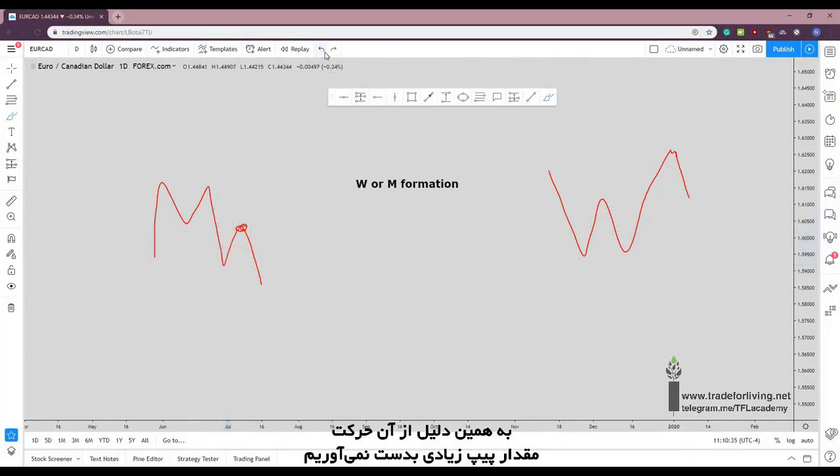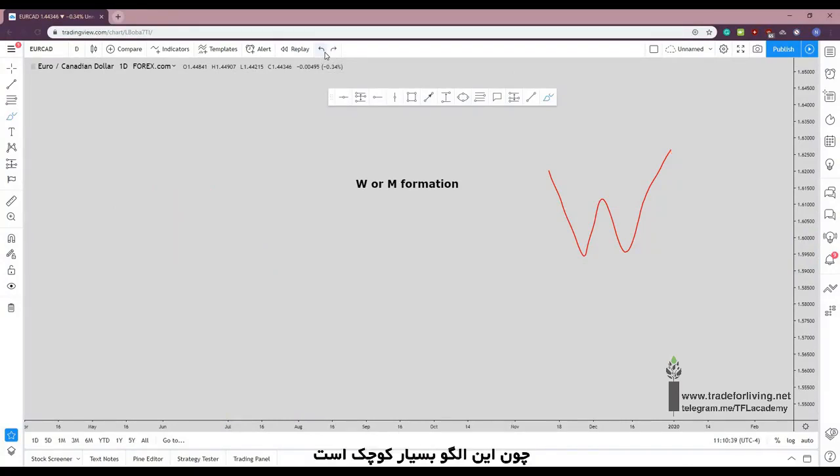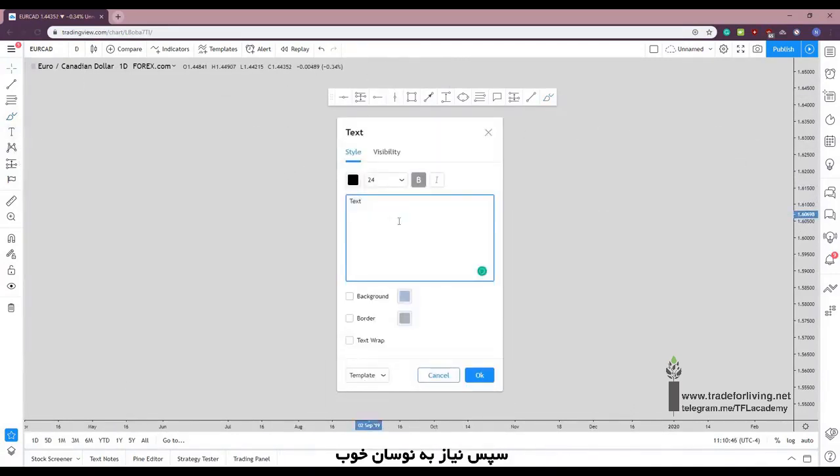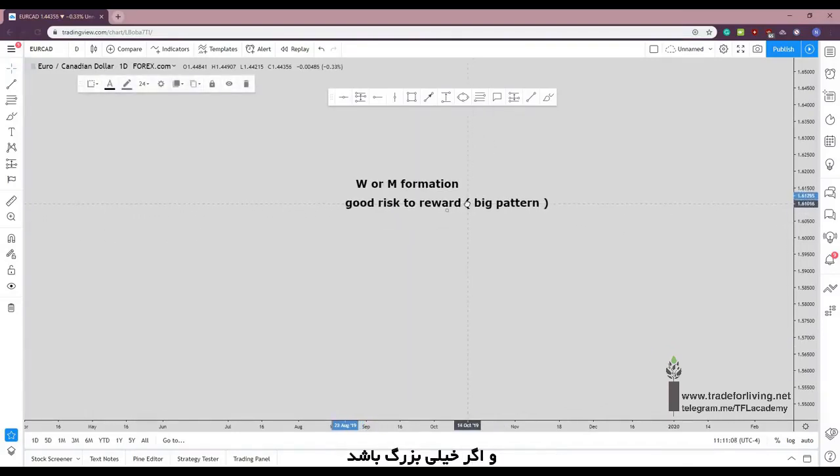Why? For the simple reason that we will not get many pips from that move, because the pattern is too small. So we need to have a W or M formation, then we need to have good volatility, or in other words we can say good risk to reward. That means, in other words, a big pattern. So the pattern has to be big enough, but if it is very big, then it will simply also be a weekly pattern. So you will see the pattern both on the weekly and on the daily time frame, and in that case we just go back to the weekly case, so it will be much simpler.